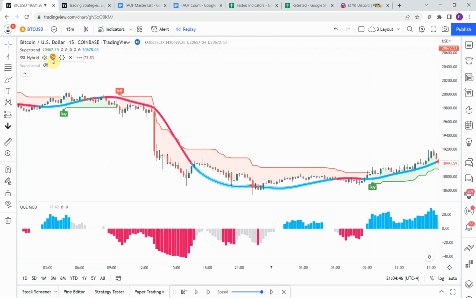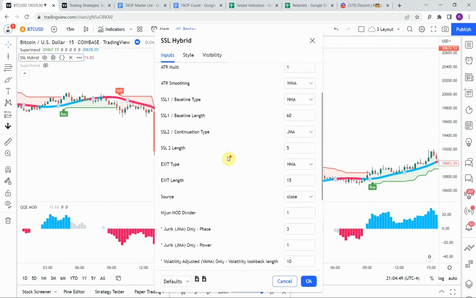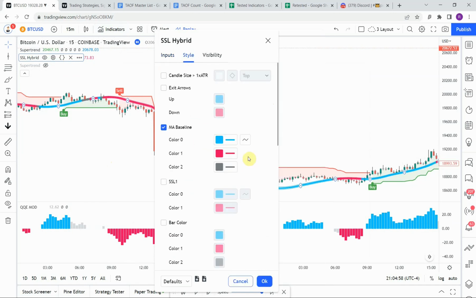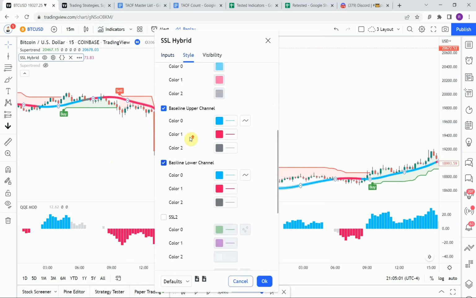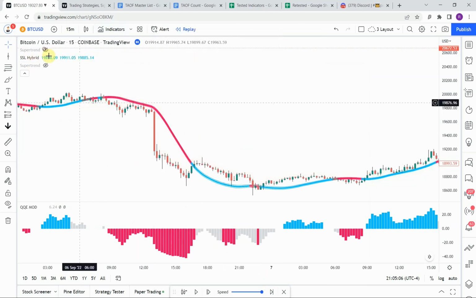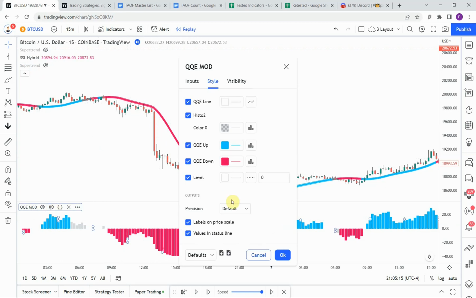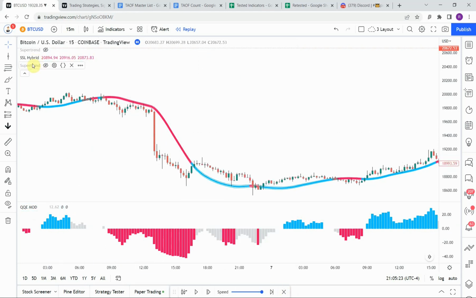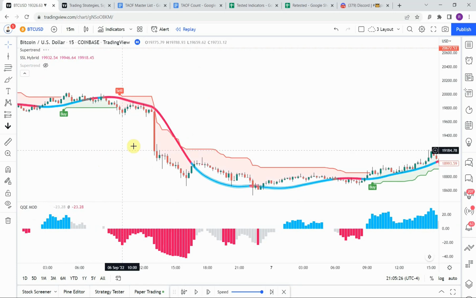And then we have the SSL hybrid. In this particular case, I forget if we changed this one. I believe we changed the baseline length to 60, if I'm not mistaken. And we went in and turned off everything but the baseline and the baseline upper and lower channel. That way we have this SSL hybrid baseline line. And then lastly, we had the QQE mod here on the bottom of the screen. I don't think we changed anything on that. Here are all the settings if you want to look through those. Pretty sure these were just the default settings as well. And so that gave us this setup right here.